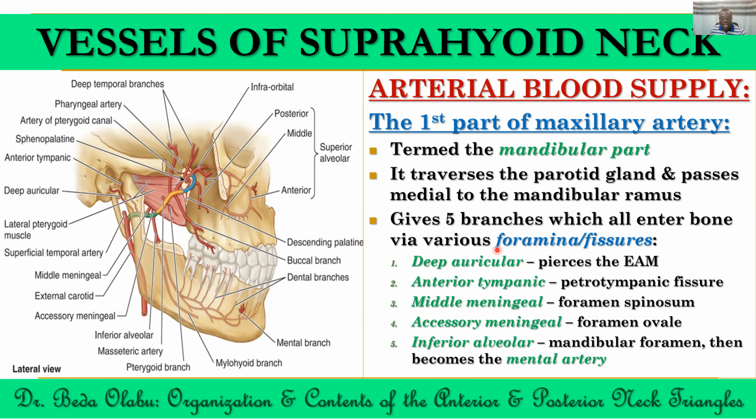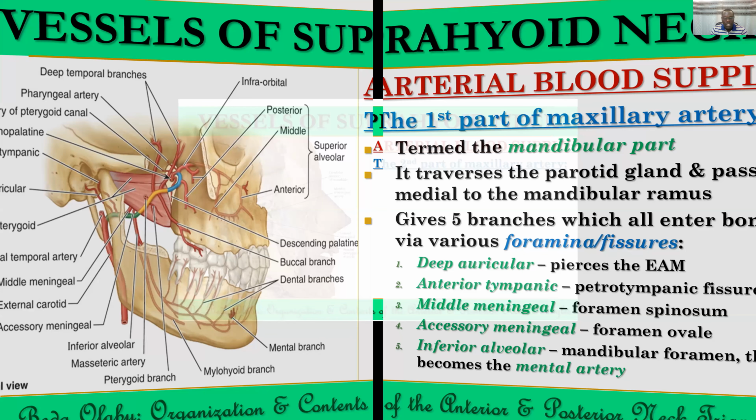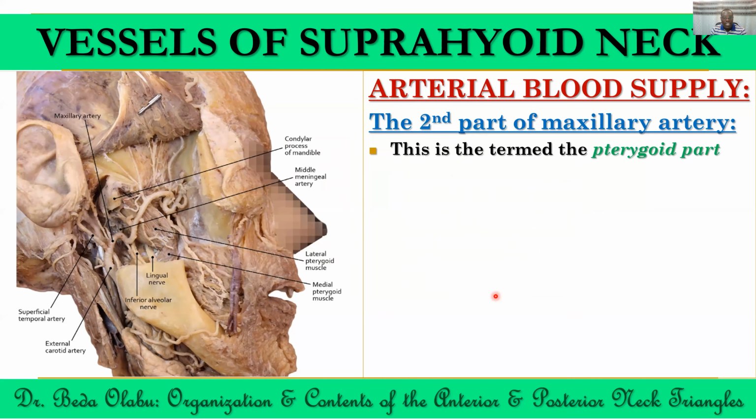So those are the 5 branches from the first part of the maxillary artery. Remember, the branches from the first part pass through various foramina or fissures of the skull. Now we can talk about the second part of the maxillary artery. The second part is what we are calling the pterygoid part. So understand that once the maxillary artery has entered the infratemporal fossa, it will first give you those branches on the first part.